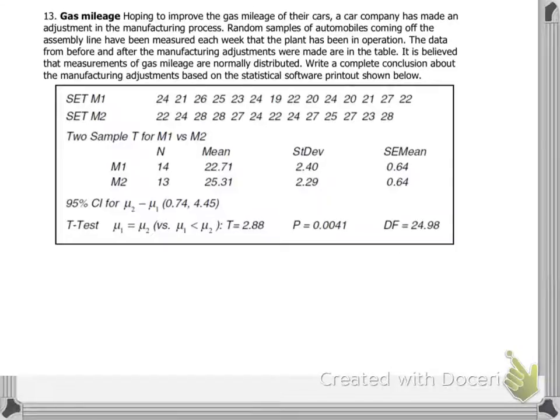Okay, so look at sample number 13. They just ask us to write a conclusion. So they tell us that it's random. We know that n is whatever it is, 23, 24, 27 is less than 10%. And do you see here how it says it's normally distributed? If you see that, then you can just state it.